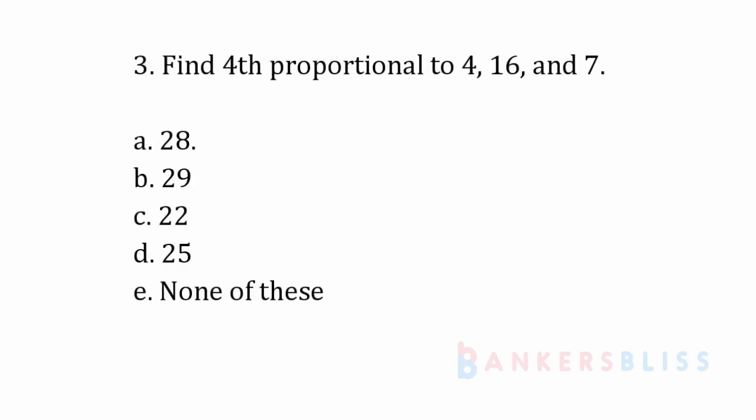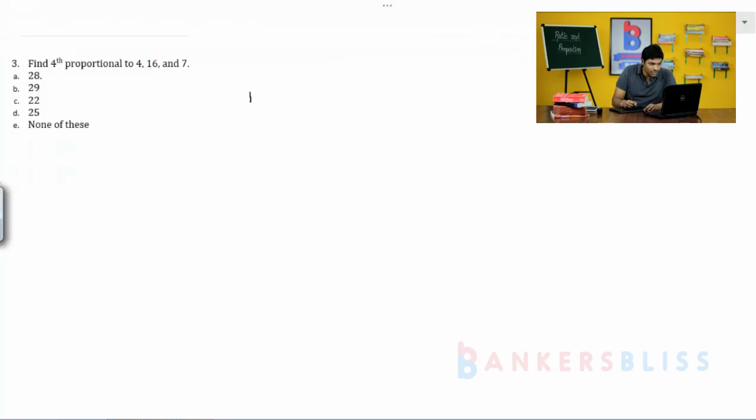Problem number 3. Find the fourth proportional to 4, 16 and 7. We have to calculate the fourth proportion. Two ratios are said to be equal, and the terms of the two ratios are said to be in proportion. So therefore, 4 is to 16 as 7 is to x. You have to calculate the fourth proportion, 7 is to x.